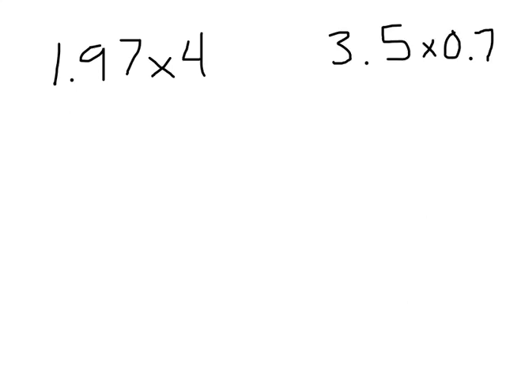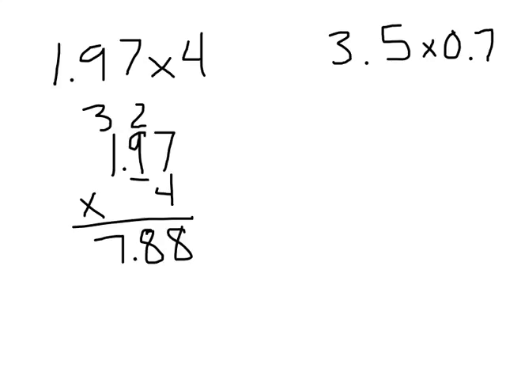Now let's do a couple decimal multiplication problems. What's 1 and 97 hundredths times 4? Well, there's 2 digits that need to be behind the decimal. When I multiply 4 times 1 and 97 hundredths, I get 7 and 88 hundredths. Now let's look at another example.